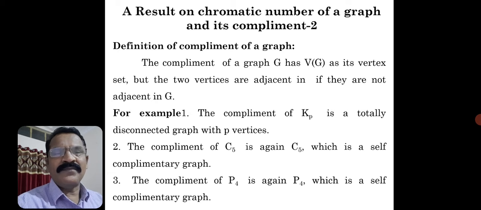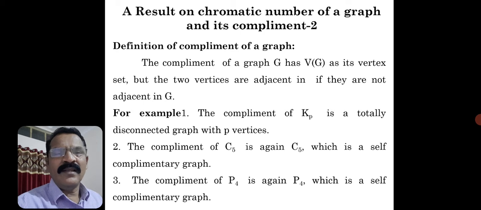Similarly, the complement of C5 is again C5, which you can try on your own. Try to find the complement of C5 and you will come to know that it is again isomorphic with the graph C5. Such graphs are called self-complementary graphs.